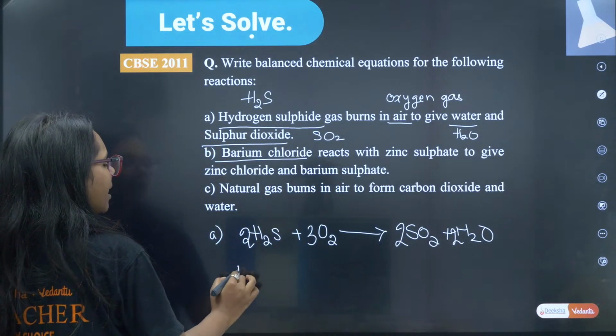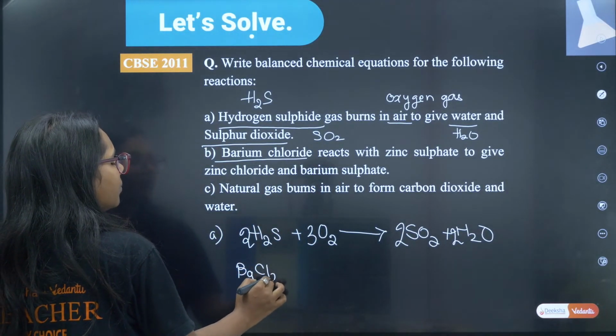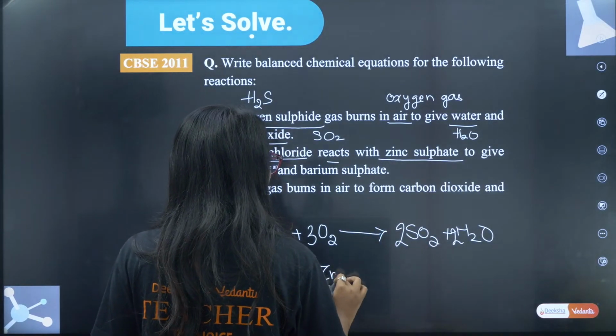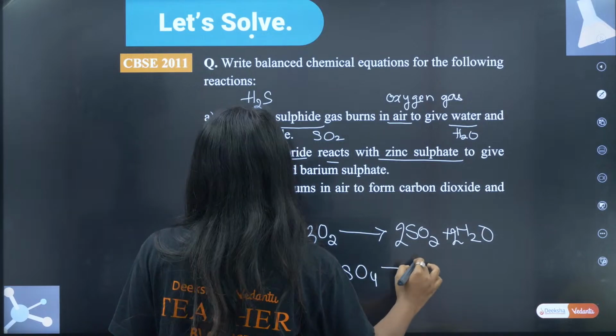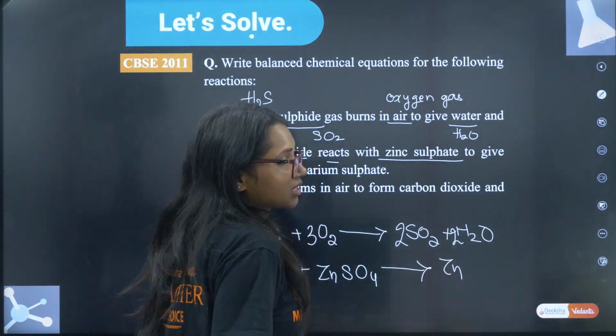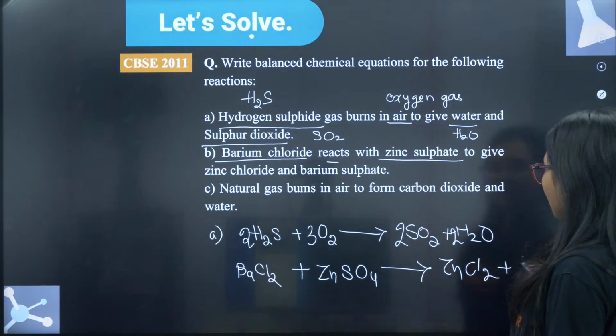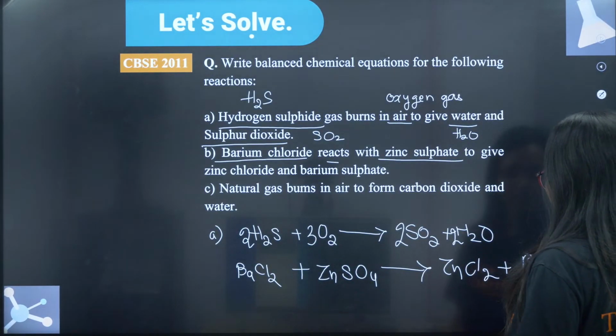Next, barium chloride. What is the formula for barium chloride? Barium chloride is BaCl2, which reacts with zinc sulfate. What is the formula for zinc sulfate? It is ZnSO4, to give you zinc chloride, ZnCl2, and barium sulfate, BaSO4.